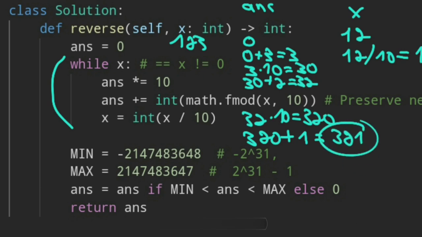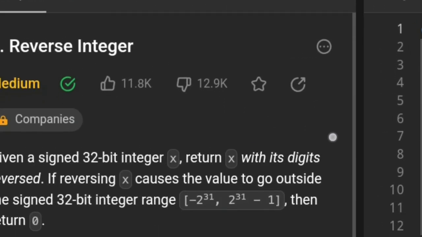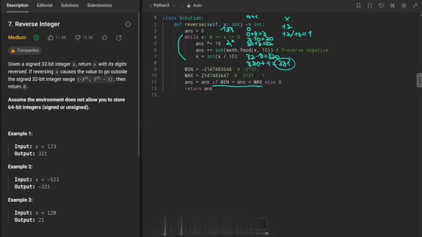So we got the reversed number. We are preserving the negativeness because we use math.fmod instead of the standard mod, right? Then a short if to check if the answer is in the boundary, and then just return the answer. So this was the solution to Leetcode problem number 7, part of the 150 topmost questions in programming interview questions in Leetcode, reverse integer with boundaries.